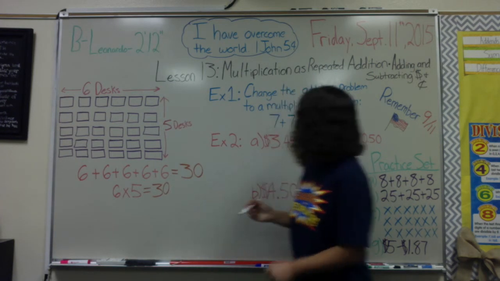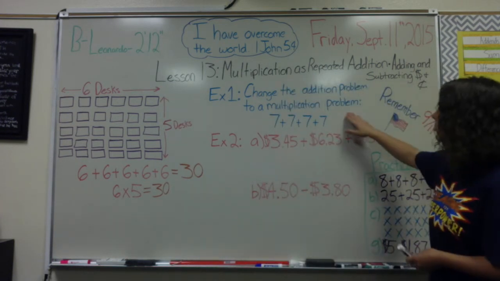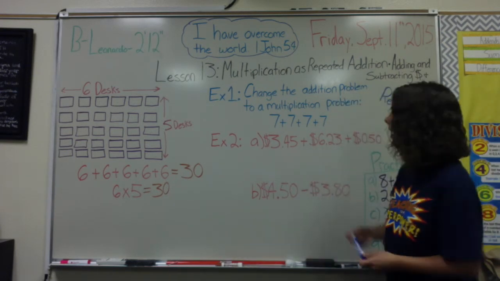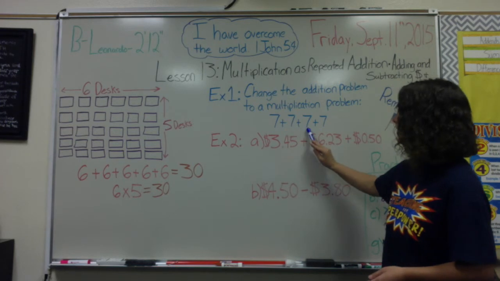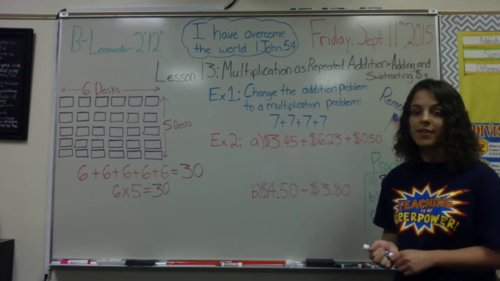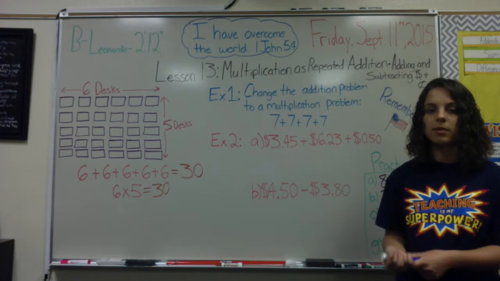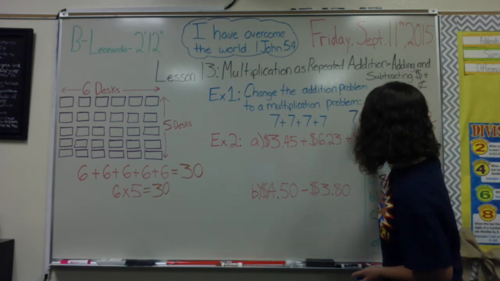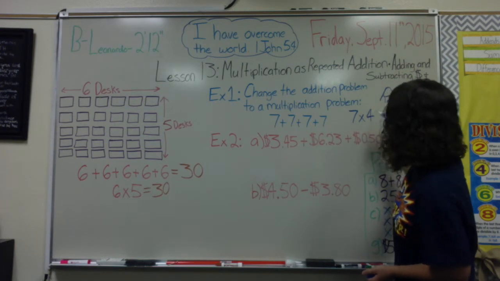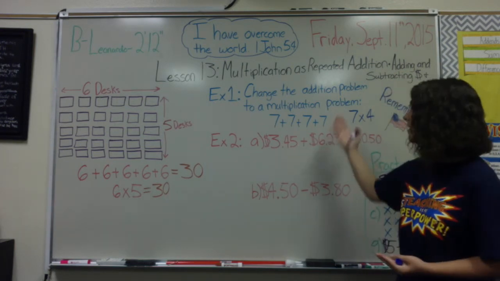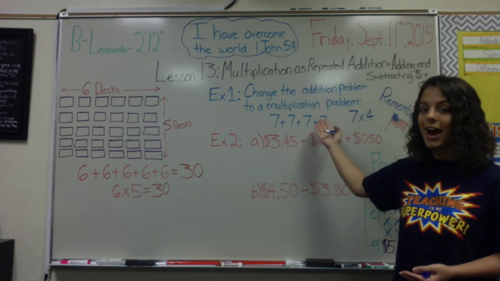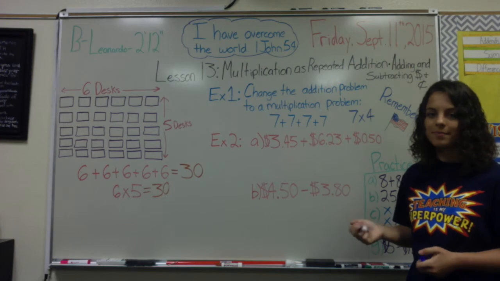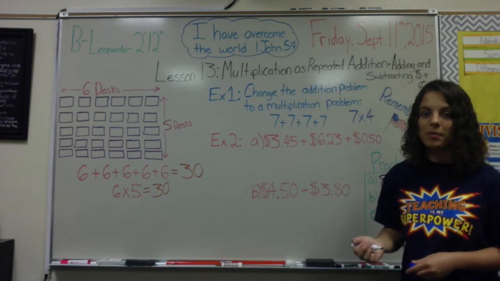All right, so we're going to go ahead and look at example 1. Example 1 says change the addition problem to a multiplication problem. So I have 7 plus 7 plus 7 plus 7. So I have 4 sevens. So what would the multiplication problem be? It would be as simple as 7 times 4. As a bonus question, because this problem does not actually ask for the answer, what is 7 times 4? If you said 28, you would be correct.